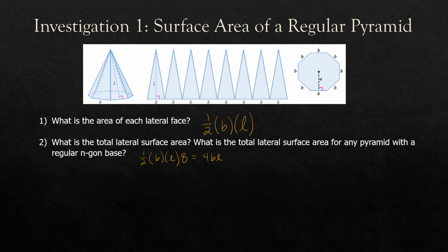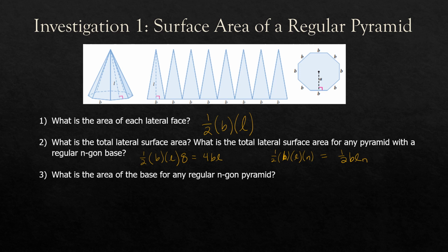But what is the total lateral surface area for any pyramid with a regular n-gon base? In this case, we had an 8-sided base. What if we just have an n-sided base? That would be 1/2 base times slant height times n, the number of sides of the base, because that is the number of lateral sides that you would have, or the number of triangles. So you could also write it as 1/2 BLN.